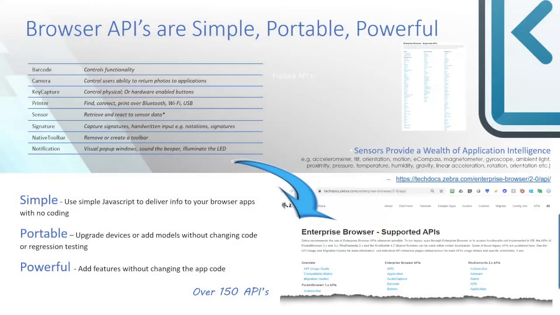Everything I've spoken about so far comes with the browser. There's nothing additional to buy. Also included in the browser, and Prashant's going to talk more about this, are over 150 APIs that are free and come with the browser and are accessible through tech docs, as I mentioned before. So you can get access for your applications running within Zebra Enterprise Browser. You get access to all this advanced feature set, whether it be the barcode scanner, the camera, or the sensors that are built into the devices.